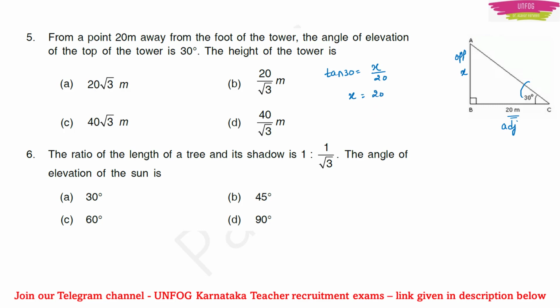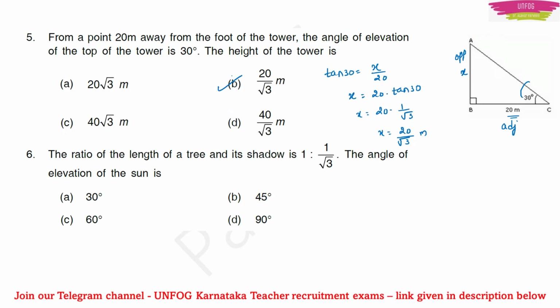It will be 20 into tan 30. But then what is tan 30? Tan 30 is nothing but 1 by root 3. So what will my x be? It will be 20 by root 3 meter. Okay. Option B will be the correct answer.